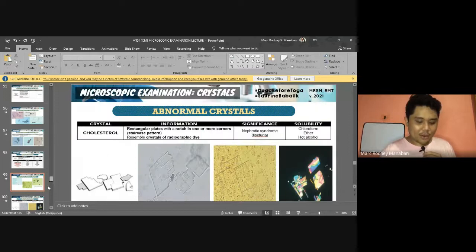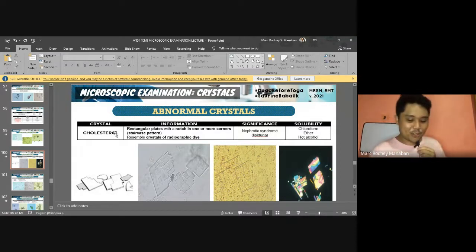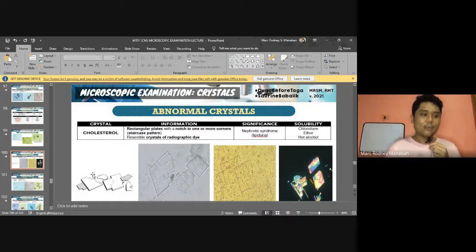Okay. Next, you have, of course, the cholesterol crystals. As for the appearance of cholesterol crystals, they are rectangular in shape. Alright? Rectangular plates or prisms with notches, meaning there are incomplete parts. And they can exhibit a staircase pattern, like a stair. Basically, rectangular prisms with a notch.